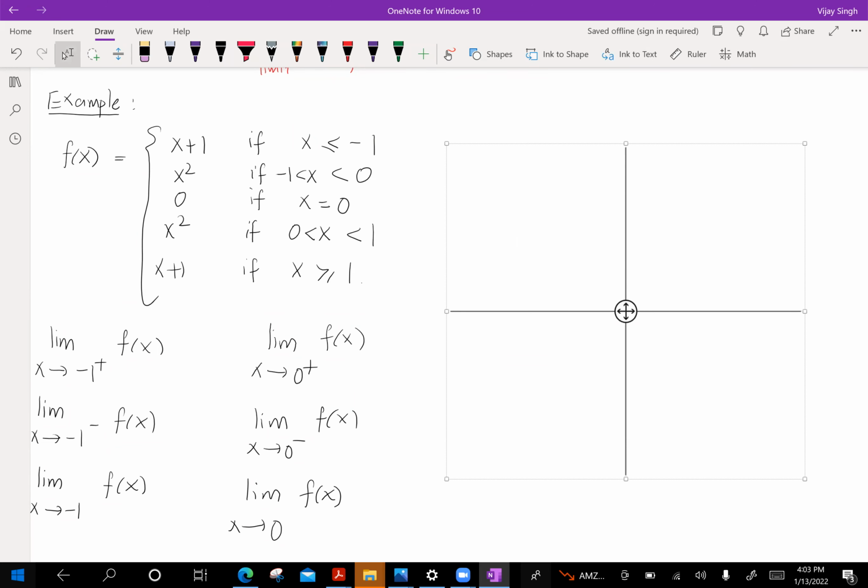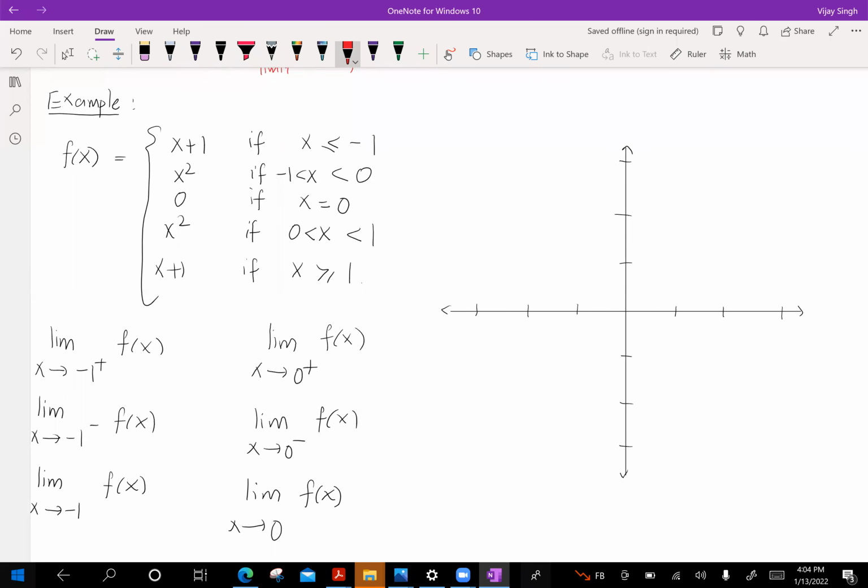So I'm going to draw the graph of it. Let's label the points: 1, 2, 3, -1, -2, -3. I'm just taking enough so that I can capture what interesting facts are happening around it. So let's draw the first part.